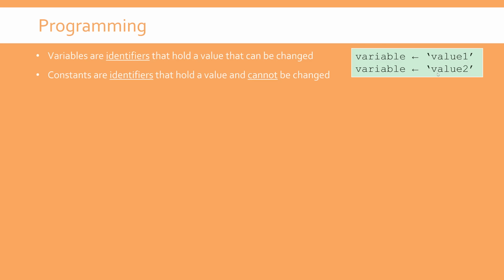Whereas a constant is also an identifier which holds a value, but it can't be changed after we set it. And in pseudocode, we'll start with something like constant, and usually we put constants in uppercase letters. Arrows show variable assignment. An equal sign is a test for equality like we just saw, but an arrow assigns a value. And saying it's a constant is an example of declaration. Declaration is setting a certain property. You might declare a variable as global, for example, but equally you might declare a constant.